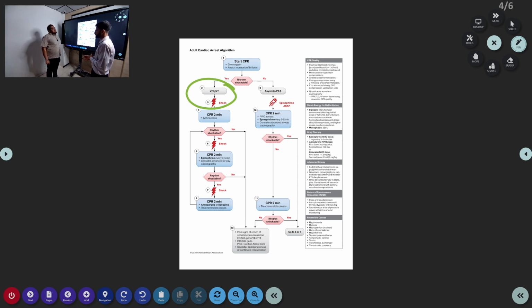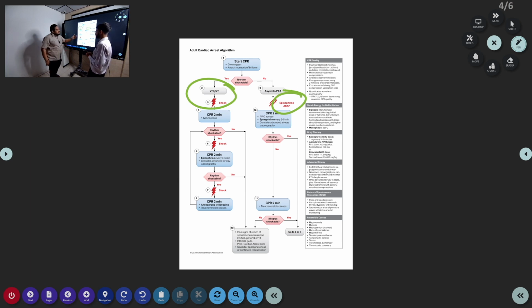Getting the IV access, and then after the 2 cycles, 2 minutes or the 5 cycles. So you started with epinephrine. First dose of epinephrine. What is the dose of epinephrine? 1 mg. For every 3 to 5 minutes we need to give. 1 ampule contains 1 mg. You gave it every 3 to 5 minutes.